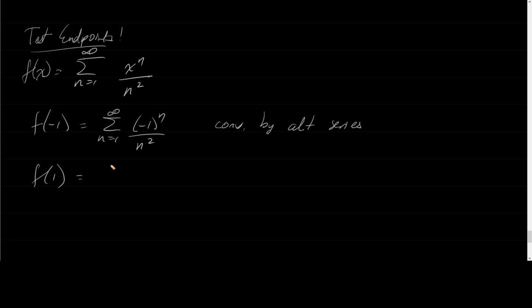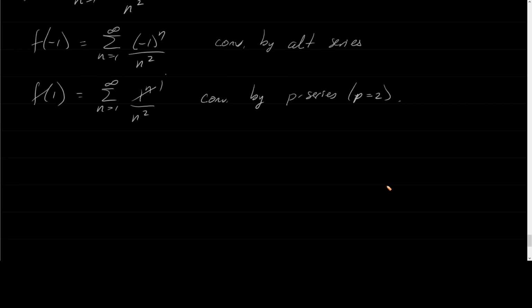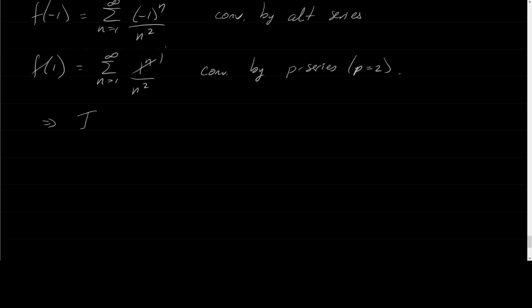If I plug in 1, what is this series? The series becomes a series from 1 to infinity of 1 to the n over n squared. But 1 to the n is just 1, so I have 1 over n squared. That is also convergent by p series, where p here is equal to 2. So in this case, it is convergent for both endpoints. So this tells us now that the interval of convergence is from -1 to 1. All right, cool.